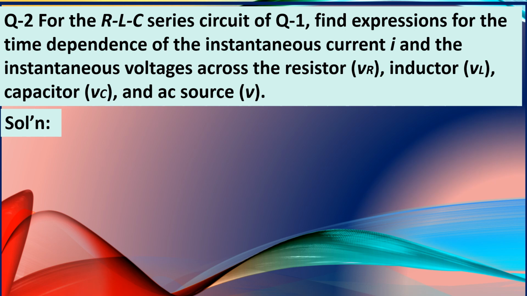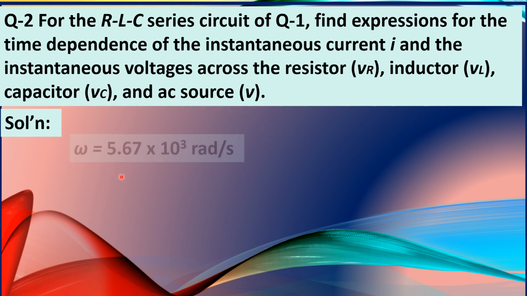Moving on to question number 2. For the RLC series circuit given in question number 1, find expressions for the time dependence of the instantaneous current, small letter i, and the instantaneous voltages across the resistor, v sub R, the inductor, v sub L, the capacitor, v sub C, as well as small letter v, the instantaneous voltage across the AC source.